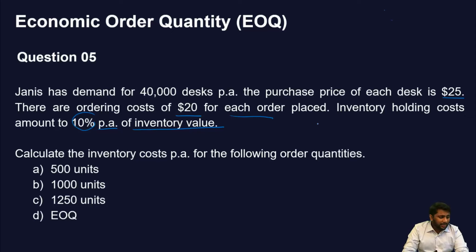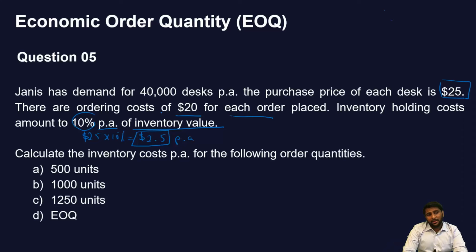What I have given here is a holding cost amounting to 10% per annum of the inventory value. So what is the inventory value? $25, and 10% of that. That means in order to hold one unit per annum, for the entire year, how much is your cost? It is $2.5. So that is very important. If you are keeping one unit for the entire year, the cost of holding is $2.5.